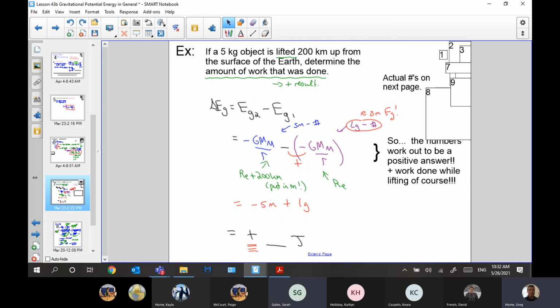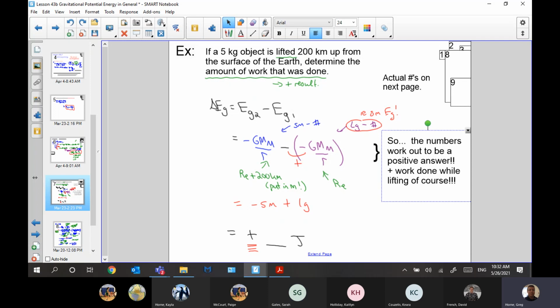Sorry, what does RE stand for? Radius of the Earth. Okay. So the radius of the Earth is that 6.38 times 10 to the 6. Okay, thanks. I'll make a note of that. So this is radius of the Earth.